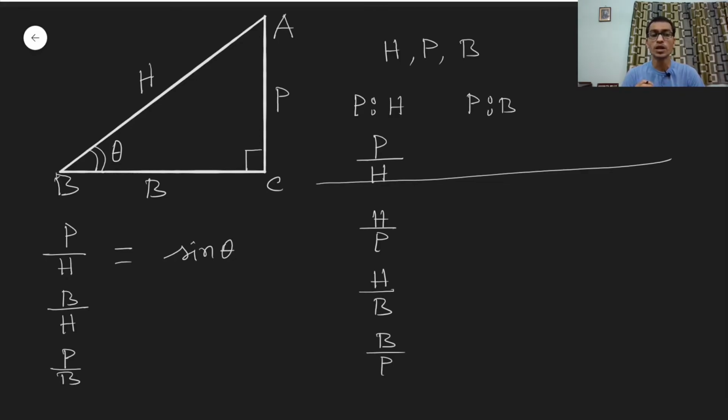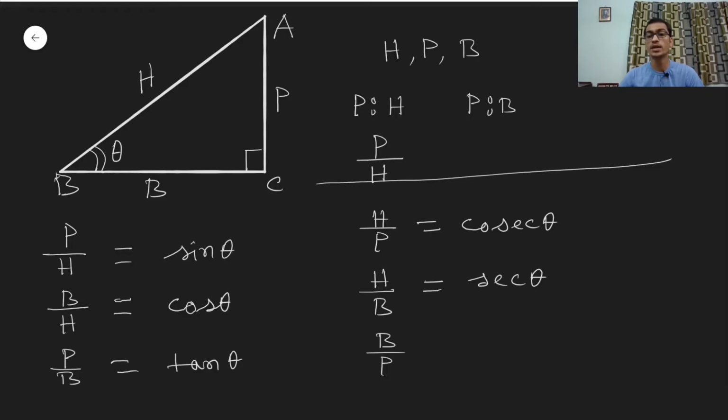So we call it sin theta. And similarly, base by hypotenuse is equal to cos theta, and perpendicular by base is equal to tan theta. Hypotenuse by perpendicular is equal to cosec theta. Hypotenuse by base is equal to sec theta. Base by perpendicular is equal to cot theta.